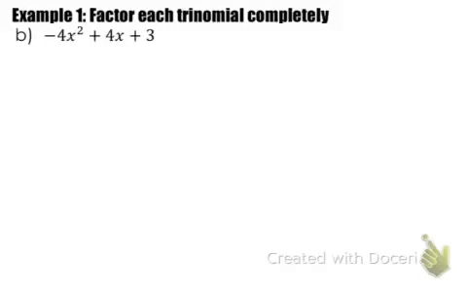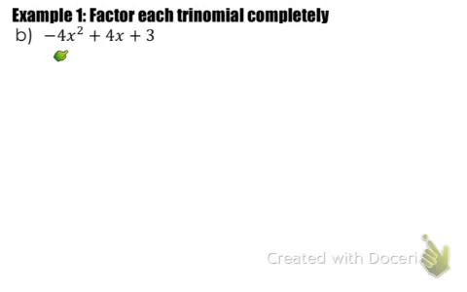Now, when factoring our trinomial and you notice that our GCF is 1, we'll also have the case where our leading term, our a, is going to be negative. So we'll see what we have to do there. So the second part of example 1, we have to factor negative 4x squared plus 4x plus 3.